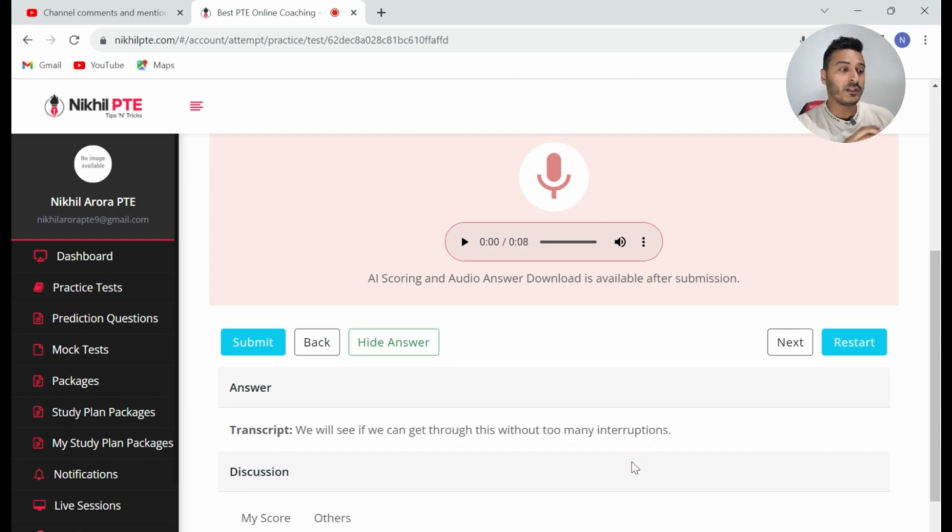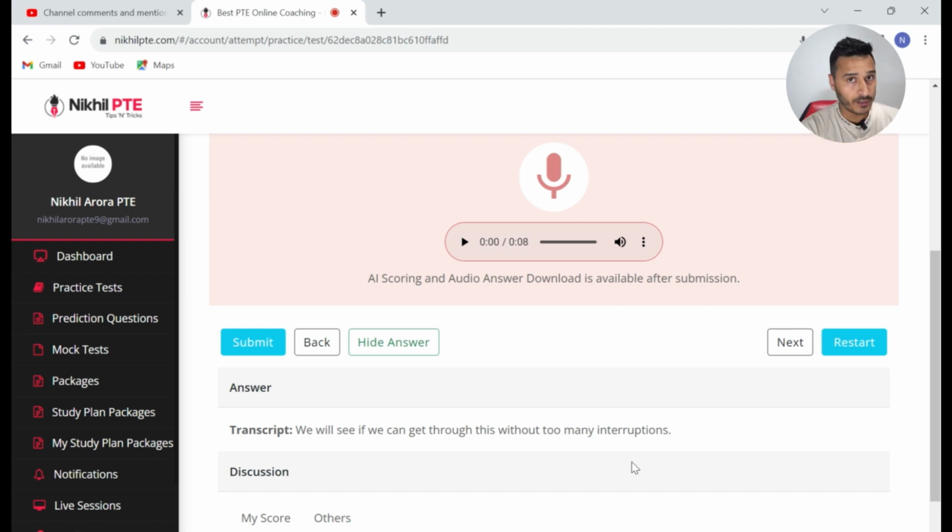So what can you speak? We will see if we can get through interruptions. No problem. You can speak like this. We will see this without too many interruptions. No problem. These two answers are correct because you are speaking more than 50%. Not a big deal. Now, some students are speaking very fast. We will see if we do through without too many interruptions.